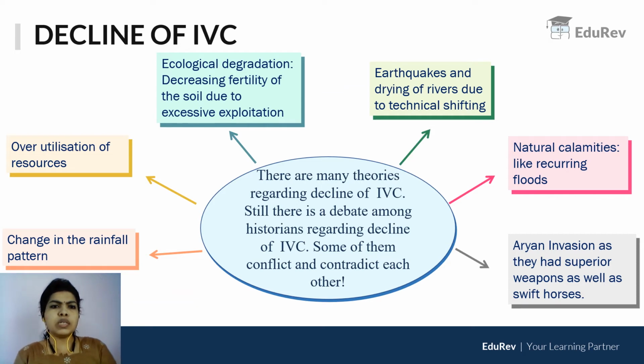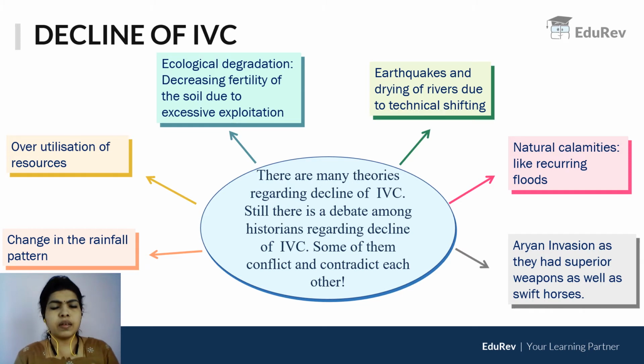Okay, now we are going to discuss the decline of IVC. So there are many theories regarding the decline of IVC, and some historians say that yes, this is the probable reason, whereas some say that no, there is one conflicting evidence which does not go well with the theory. So some of them conflict and contradict with each other. Because of which we cannot conclusively say that this is why the decline of IVC actually happened.